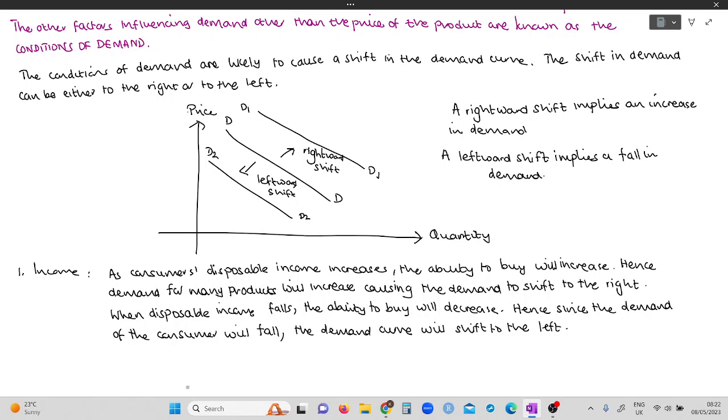Maintenant le contraire, quand ce income il diminue, okay, as a result of recession, or bien he has lost his job, or whichever reasons, that his income falls. Now what happened? His ability to buy will fall. Therefore, the demand for that consumer will fall. Then the demand curve will therefore shift to the left. This is the first condition of demand, which is the level of income or the level of disposable income.